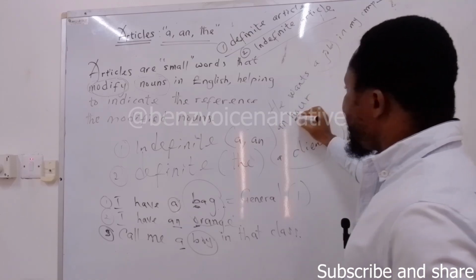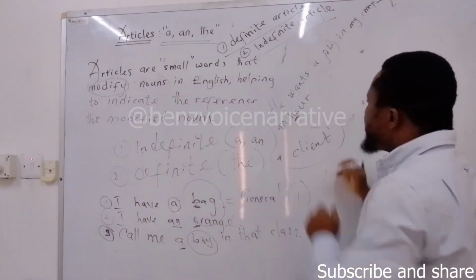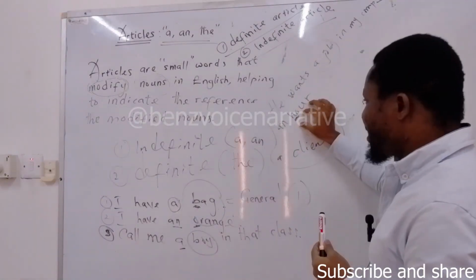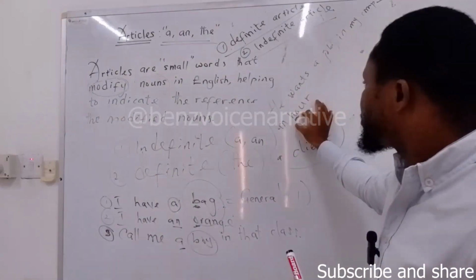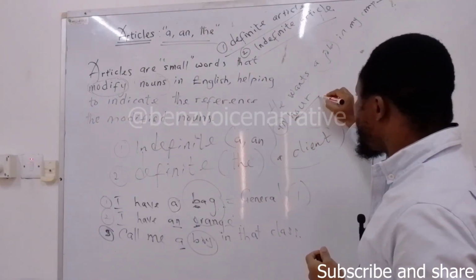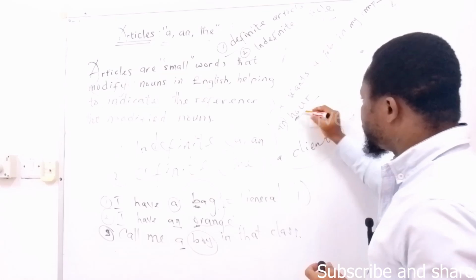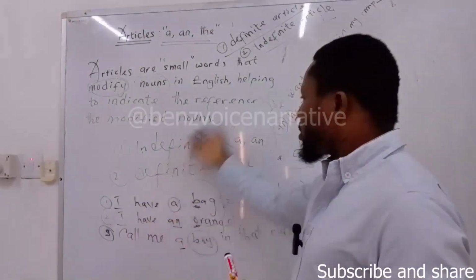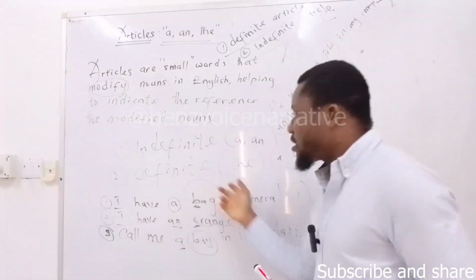An example would be an hour. This is not an H. Of course, this is an H, but H is a consonant letter, but in this word, it's a silent H, so it begins with a vowel sound. That's why you say an hour. The H here is silent. All right, so let's go to the second type of articles, which is the definite article.